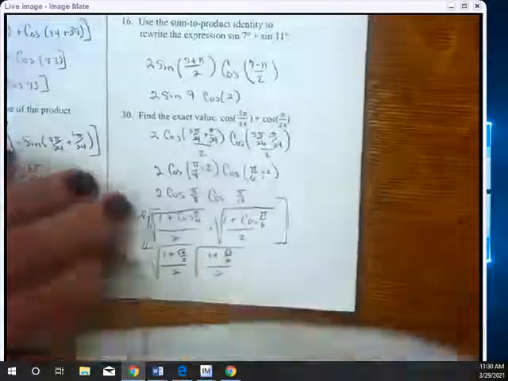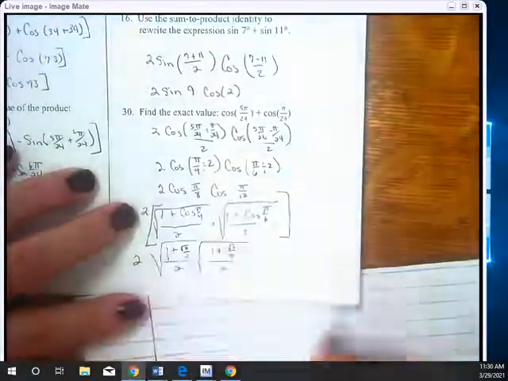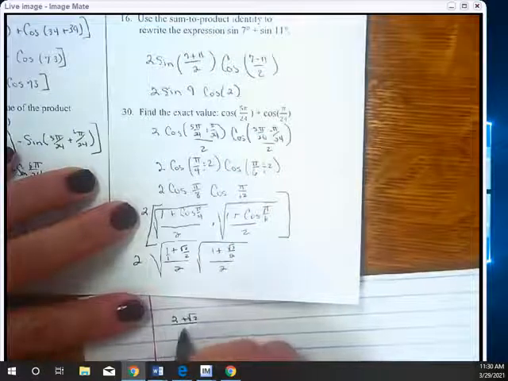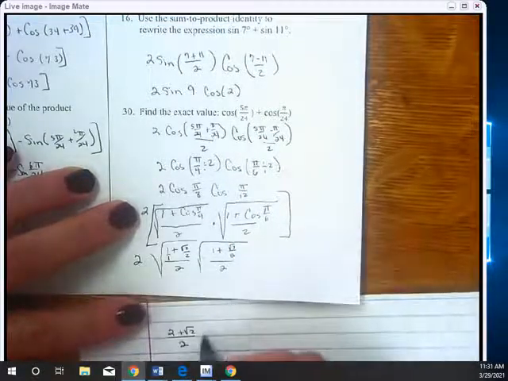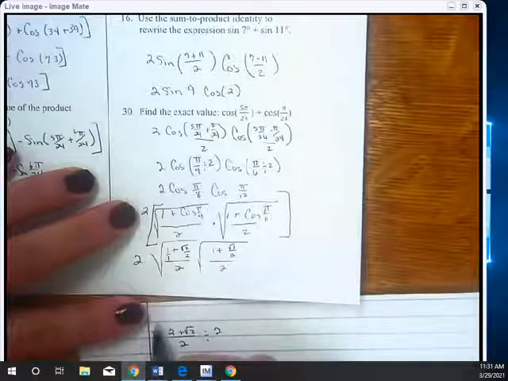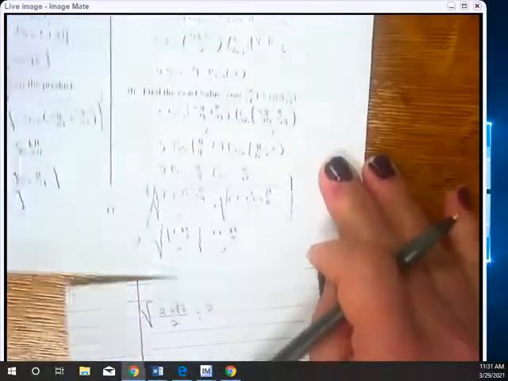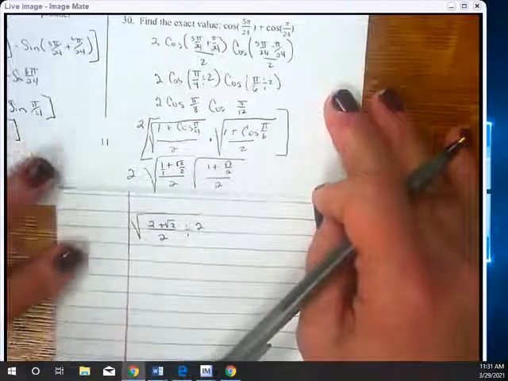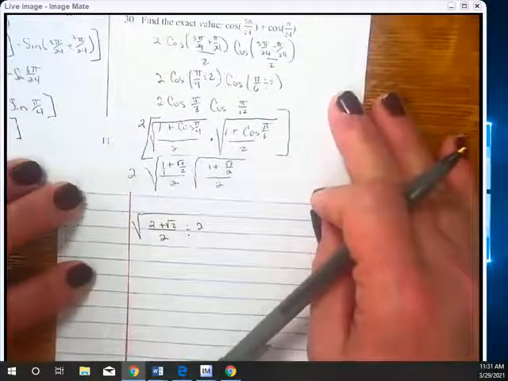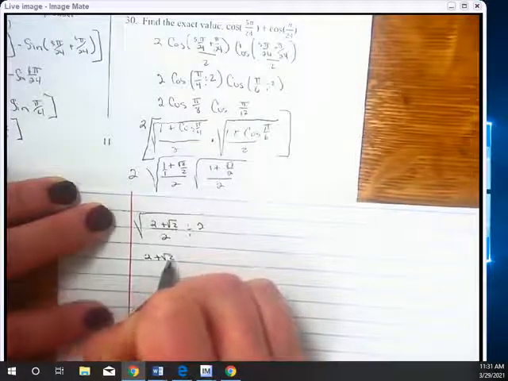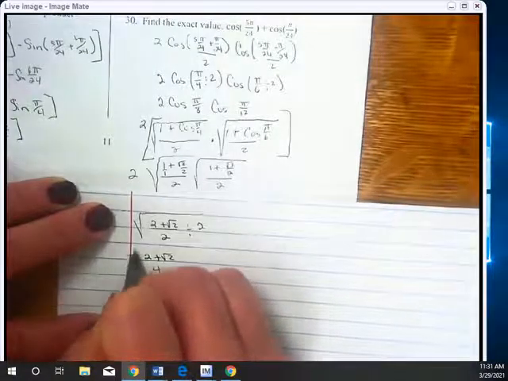Are you okay if I get this common denominator and write 2 plus radical 2 over 2, divided by 2? Or did I skip too many steps? Are you okay with that? I'm going to go ahead and do 2 plus the square root of 2 then over 4.